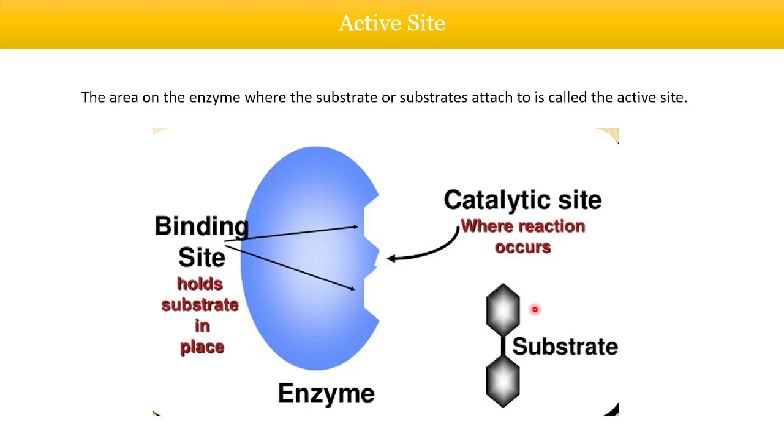It can be very different from the catalytic site, or it can be the same as the catalytic site. But the binding site holds the substrate in place. The catalytic site is where the reaction occurs. For most enzymes, the binding site may be the catalytic site and the active site, but it is not always the case that the catalytic site is the same as the binding site.